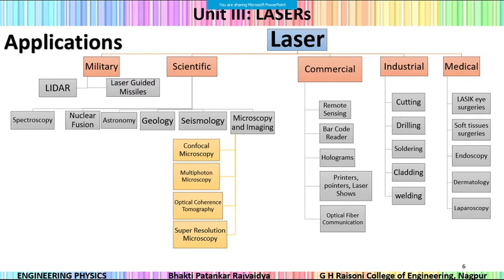Then next, industrial applications of laser. Industrial applications are cutting, drilling, soldering, cladding, welding. These are all energy-based applications of laser where hot lasers are used. There are two forms of lasers, I can say, hot lasers and cold lasers. Hot lasers are those which have high energy. Cold lasers are those which have very little energy. So industrial applications are basically hot lasers, which are used in cutting, diamond shaping, drilling, and so on.